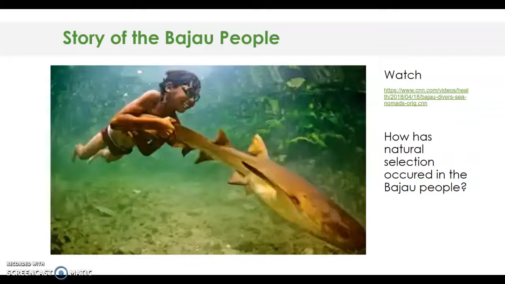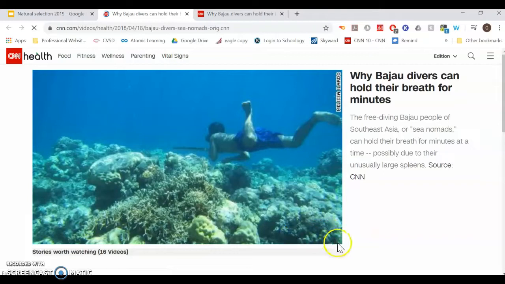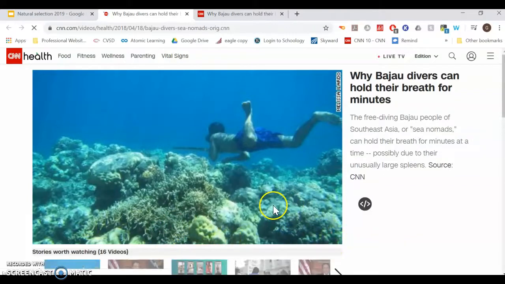All right, so imagine now I ask you to hold your breath. How long do you think you could hold your breath for? Maybe a minute? 90 seconds. 2 minutes max. Well, guess what? The Baja people have been known to hold their breath for up to 13 minutes. They have an adaptation that allows them to hold their breath much longer than other people.